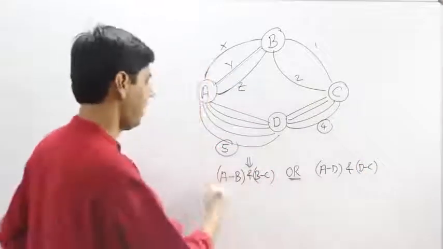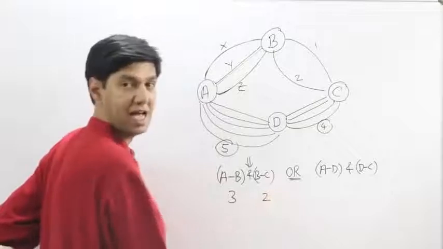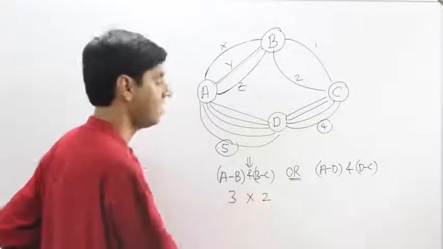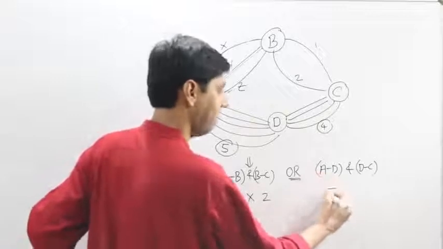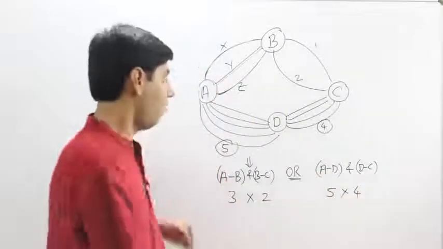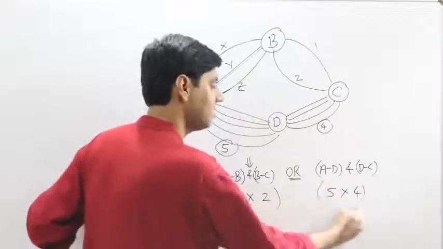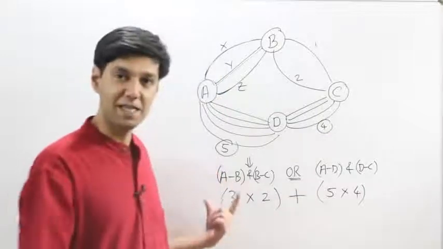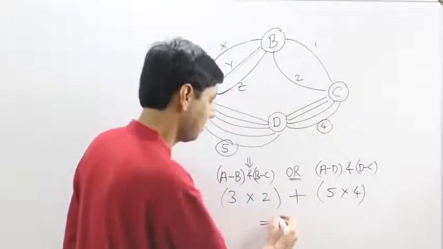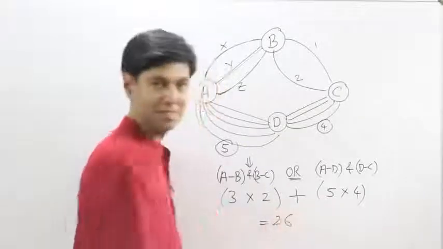Right? So how many ways? A to B I have 3 ways. B to C I have 2 ways. And since I have to do both the activities, there's an and, I would multiply it. Similarly, A to D there are 5. D to C there are 4 ways and I would be multiplying them. What do I do with the 6 and the 20? This is what I would be adding, because either I'll do the first branch or the second branch. So this sums up your cases of 20 and 6, that is 26.